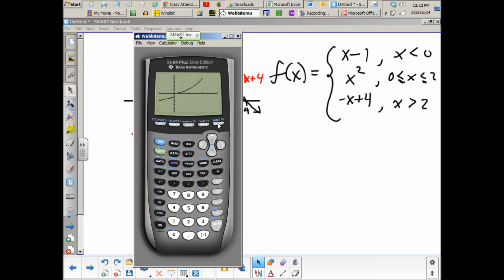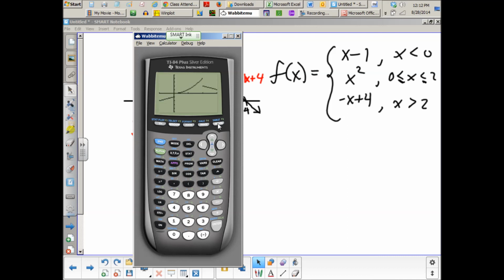Okay, next is our third function rule. Go down to y3. This time we're entering the function negative x plus 4, close parentheses. The domain is x is greater than 2. So divide, and then in parentheses, x is greater than 2.